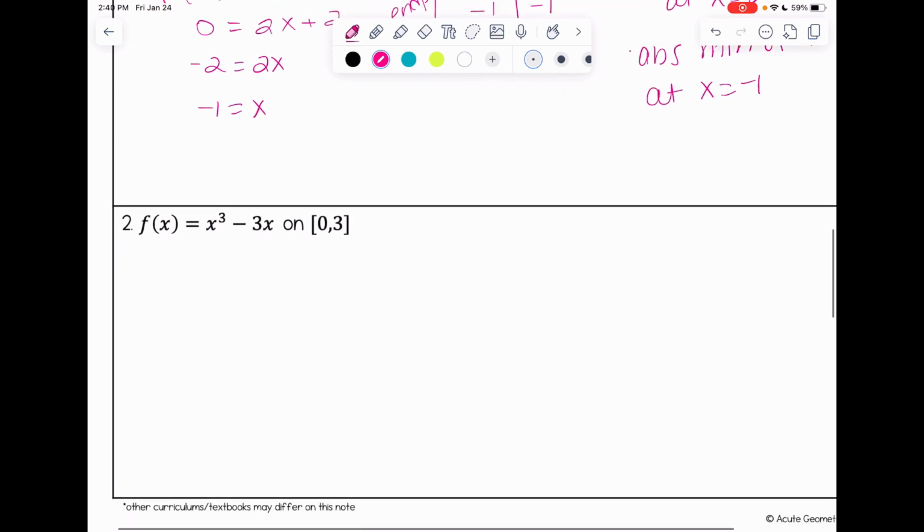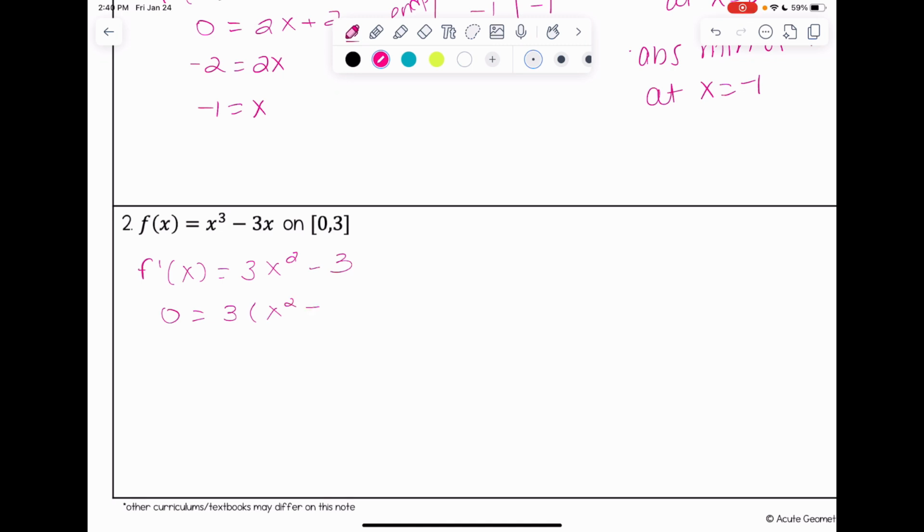All right, let's take a look at number 2. f of x equals x cubed minus 3x on the interval 0 to 3. Let's start by taking our derivative to find our critical numbers, setting it equal to 0. And when we do this, I'm going to get x equals 1 and x equals negative 1 as my critical numbers. Well, negative 1 is not in the interval that was given to us, so I'm not going to consider that as an option here.